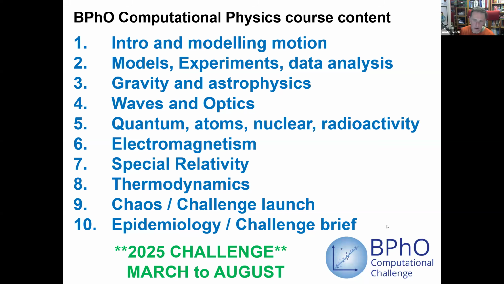And then we're going to work our way through basically a kind of tour of physics, really. So week 2, we're going to look at models, experiments, data analysis. Week 3, gravity and astrophysics. Might not actually be this strict order. I'll have to check. Maybe gravity will be week 2. Then we might look at waves and optics. Week 5, things like quantum mechanics, nuclear physics, radioactivity, electromagnetism, and then things like special relativity. So if you haven't studied that during your school course, that might be a fun one to have a look at. Thermodynamics, and then we might get into things like chaos theory.